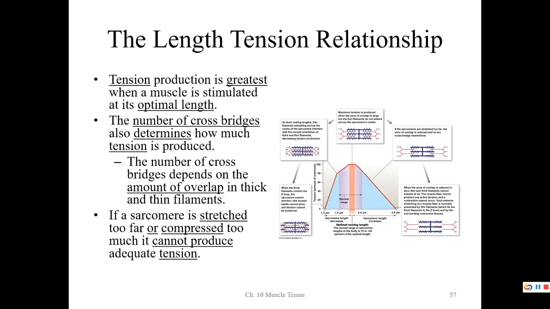Let's start with the length-tension relationship. Now the length-tension relationship is basically saying this. You're going to produce the most tension if you stimulate a muscle when its sarcomere is at the optimal length. Greatest tension can be produced when the sarcomere is at the optimal length. Now if we look at it, it's a little bit pulled apart. Okay? Where there's a lot of cross bridges that can happen, this will produce the most tension.